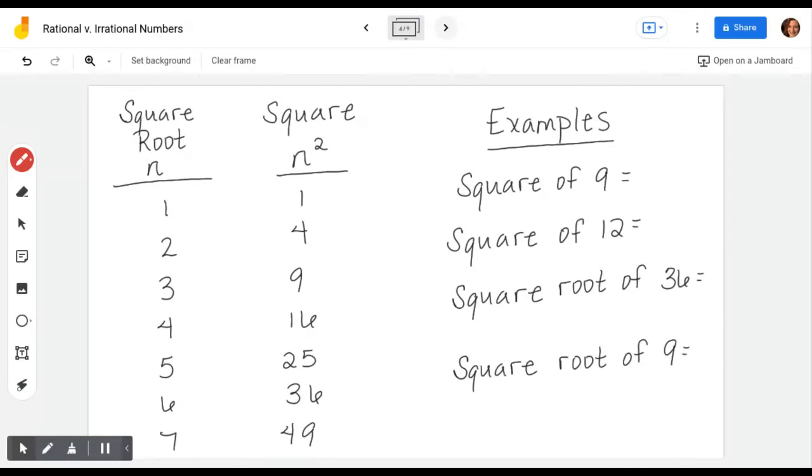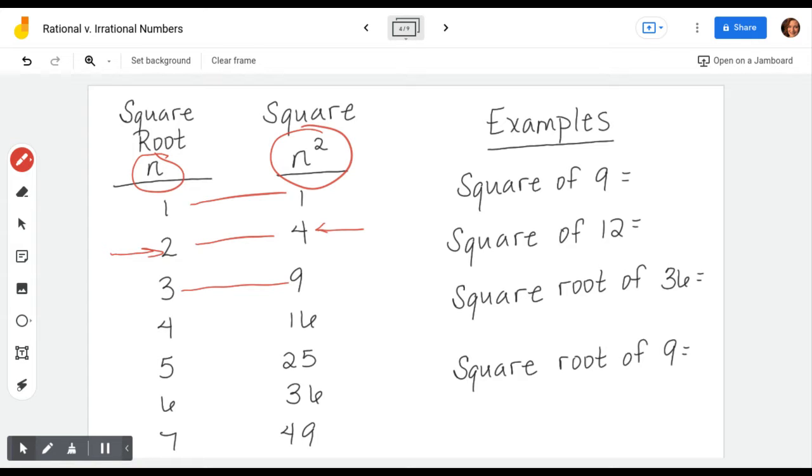So squares and square roots. The square root is the number that you take times itself to get the square, which is the answer. So for square root, I just called it n. It just means some number. Squared is that number to the second power, that number times itself. So 1 to the second power is 1. 2 to the second power is 4. 3 to the second power is 9, and so on. This is the square root. It's what I'm multiplying times itself. This is the square. It's what I get when I take the number times itself.